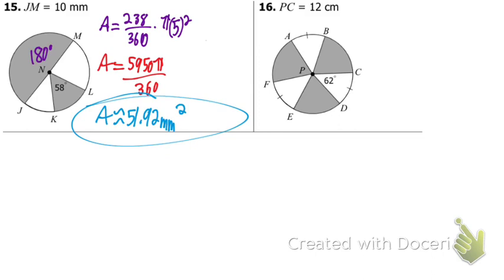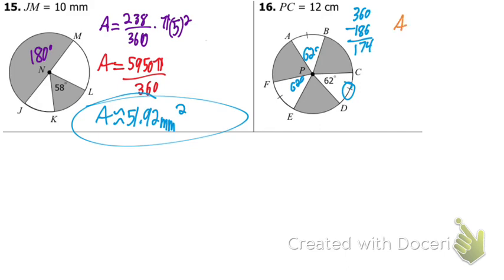Last but not least, number 16. We're told that this arc is 62 degrees, and we're seeing little congruent marks. That's saying that each of these arcs measures 62 degrees. So 62 degrees, 62 degrees. So how much of the circle do we actually want? Well, we want 360 minus all of these 62 degrees. So what we want is 360 minus 186. That's going to be 174.